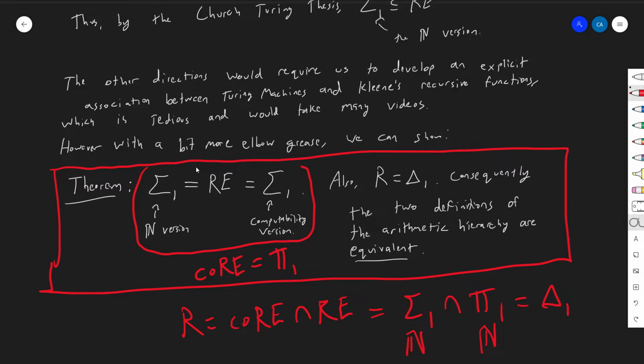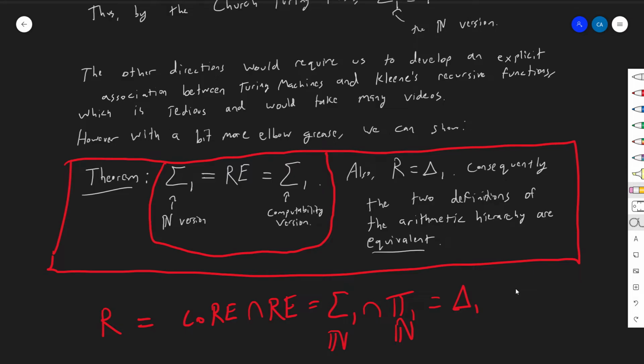So once you have this, you've actually proven it all. You can prove that the entire two arithmetic hierarchies are the same just by showing that the definability version of sigma 1 is the computability version of sigma 1. Once you've shown that, you've shown it all. So how do we show that then? Well, we want to show that sigma 1 is equal to RE.